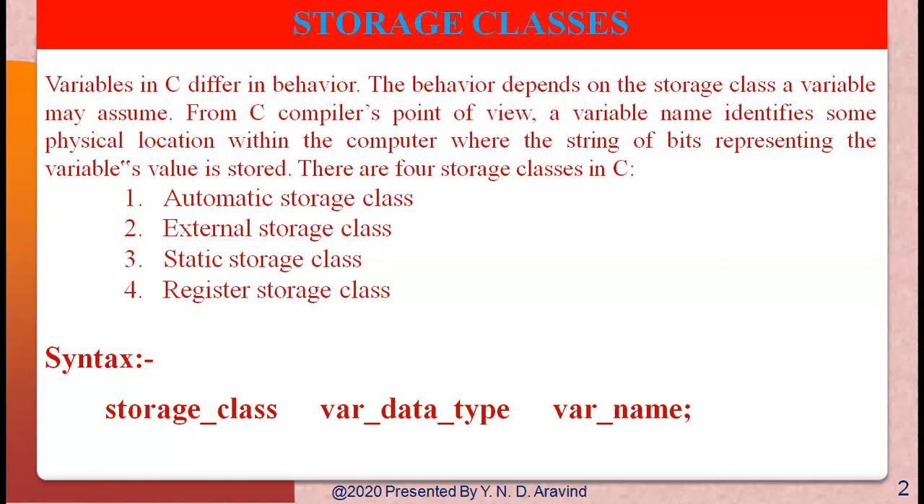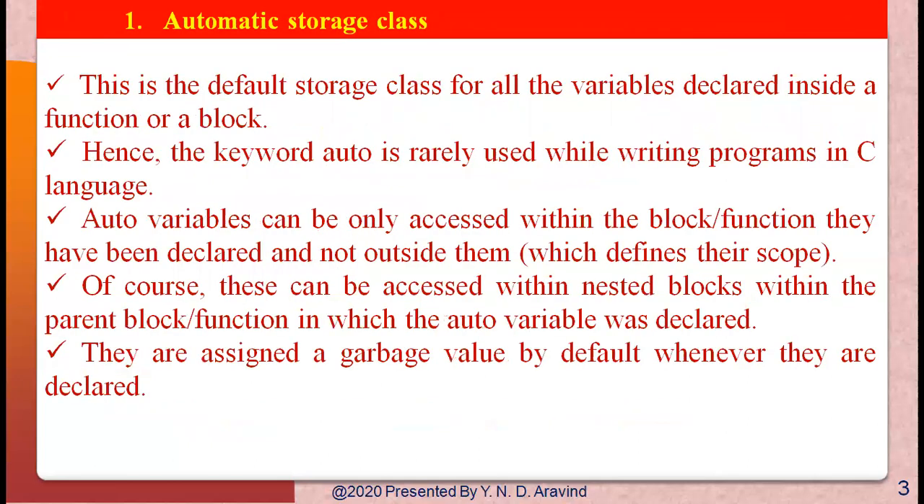Now let us see what is an automatic storage class. So automatic variables are declared inside the function in which they are to be utilized. These variables are created when the function is called and destroyed automatically when the function is exited. So automatic variables are private to that function. Because of this property, automatic variables are also referred to as local or internal variables.